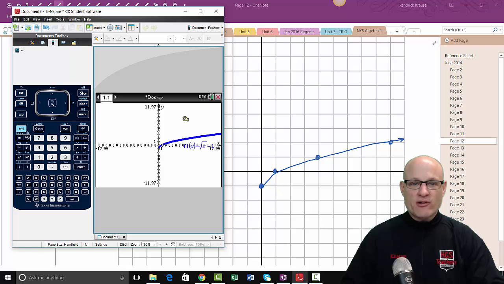So there's the graph of what it looks like. Oh, I was just trying to grab that. There's the graph of what it looks like. It should look something like that, and that's what mine looks like.